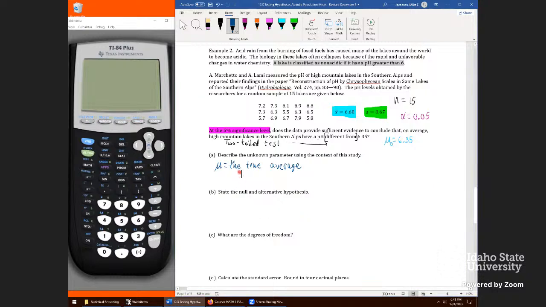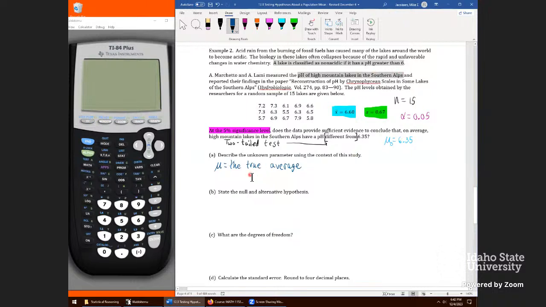And there's a lot of ways to say this. You could have said the population average or the population mean. I'll go with true average. Either way, you're still saying the same exact thing. We're talking about a population. And so you have to say the average of what? The moment you said average, you're talking about the 6.60. It was the average of these values. So we have to say, well, what were those values? They were pH quantities. So we can say pH of high mountain lakes in the Southern Alps.